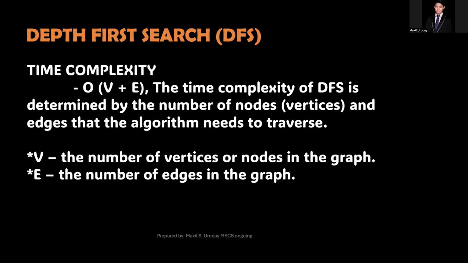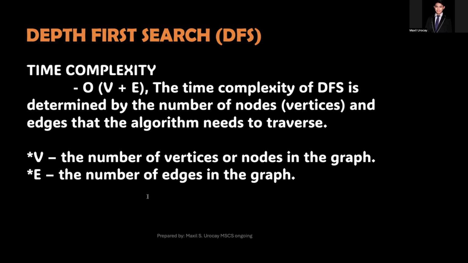In this case, in DFS, each vertex is visited exactly once. So for vertices, the time complexity contributed by visiting the nodes is O of V. Now, for each vertex, DFS explores its neighbors via its edges. Every edge in the graph is checked once. Therefore, the time complexity from traversing edges is O of E.